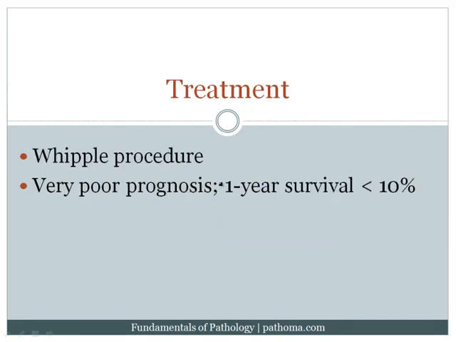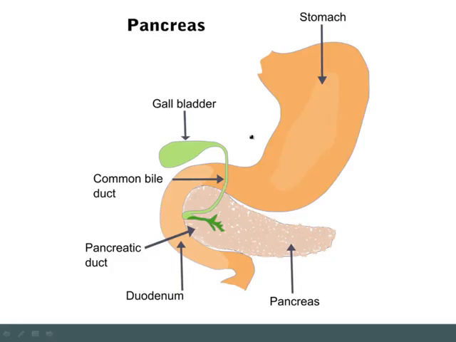Treatment of pancreatic carcinoma involves en bloc removal of the head and neck of the pancreas, the proximal duodenum, and the gallbladder. So we can use our image here to highlight what would happen. Again, you would be removing the head and neck of the pancreas, the duodenum, and the gallbladder, and that's called the Whipple procedure. Now, it's important to note, however, that pancreatic carcinoma has a very poor prognosis, and in fact, the one-year survival is less than 10%. That concludes our section on pancreas.